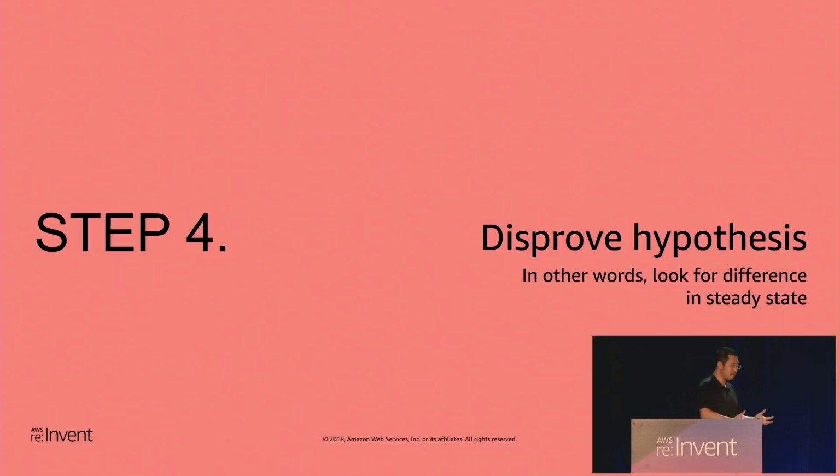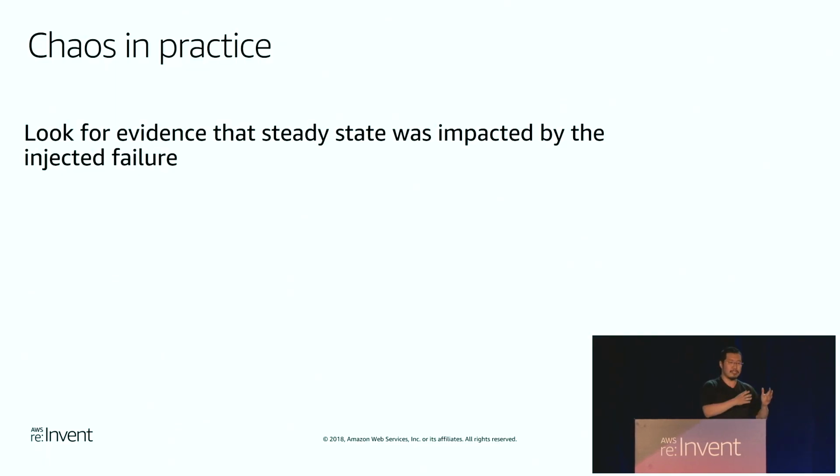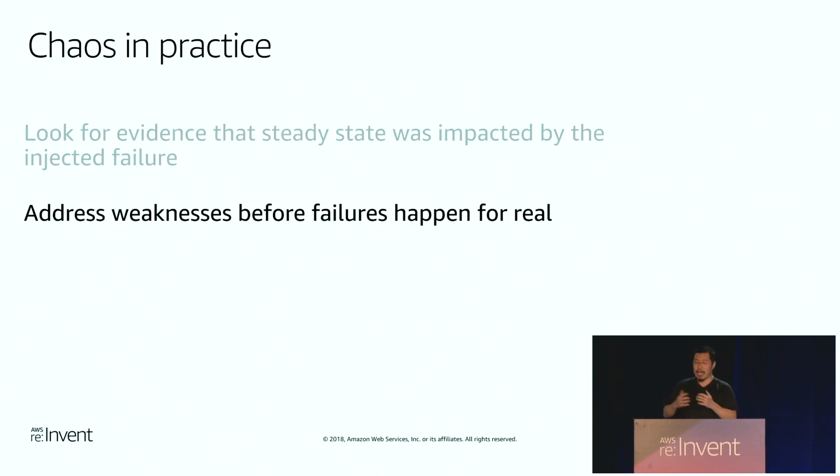So whilst running your experiment, you're keeping an eye on the dashboard to make sure that at the top level at least, there's nothing really, really bad happening. And if there is, then stop the experiment right away. And afterwards, you go through your metrics in more detail and try to look for evidence whether or not your steady state was impacted by the failure that you injected. And if you are able to find a weakness, great. Something failed that you didn't expect. Now is the time to go ahead and fix it before it actually happens for real.